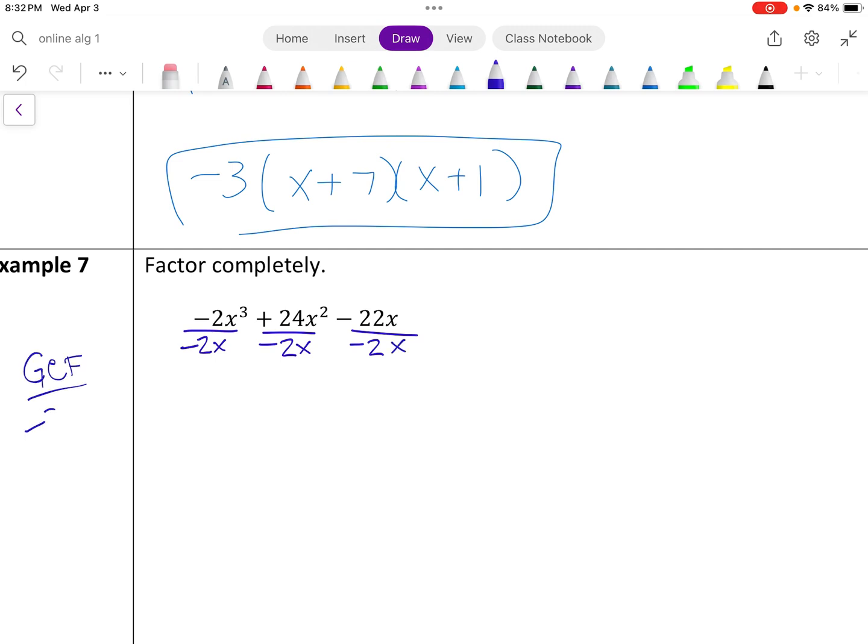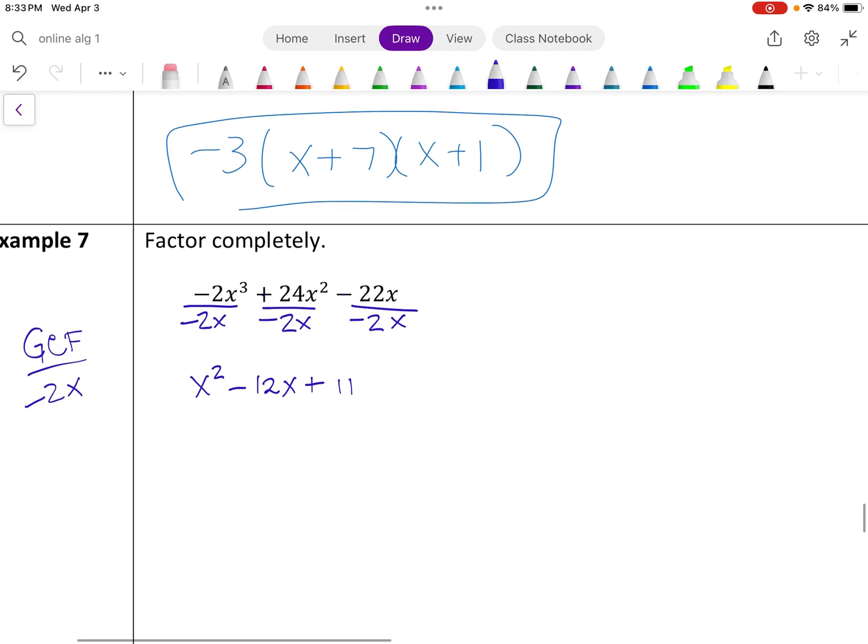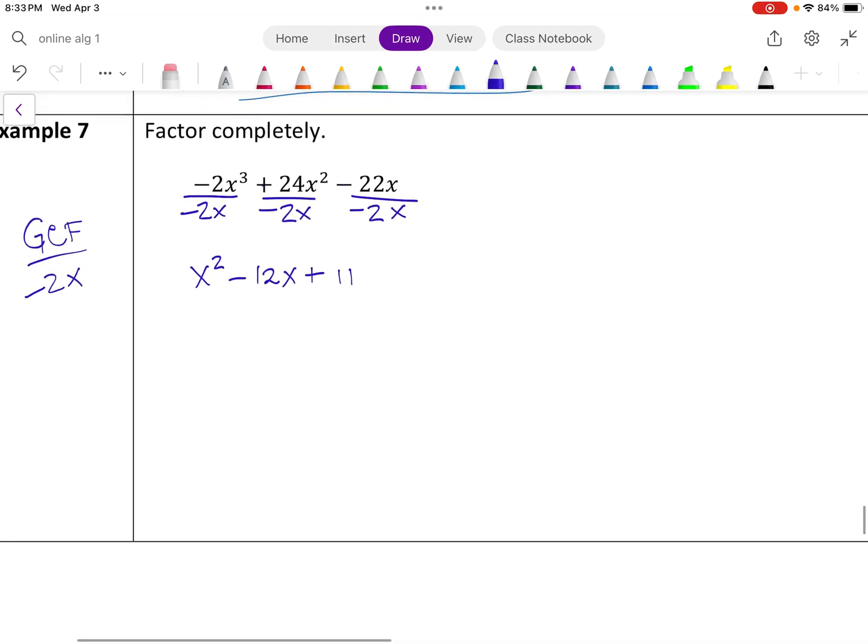So my GCF is negative 2x. What will I have? This will become x squared. This will become negative 12x. This will become positive 11. Notice how my signs flipped. That's what happens when I divide by a negative. All right, now I can factor. Don't care about this anymore. I care about x squared minus 12x plus 11.